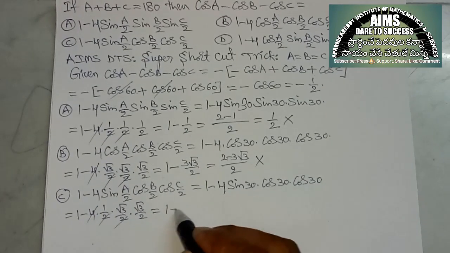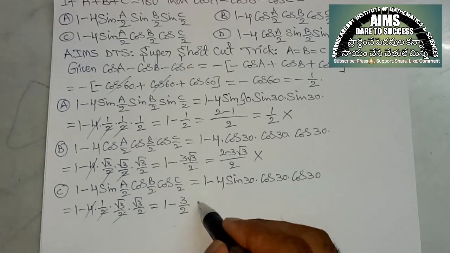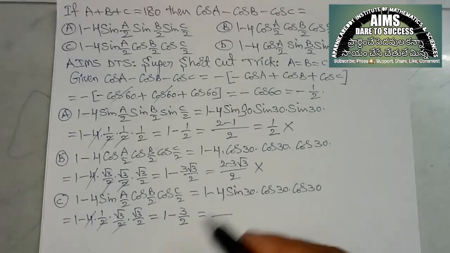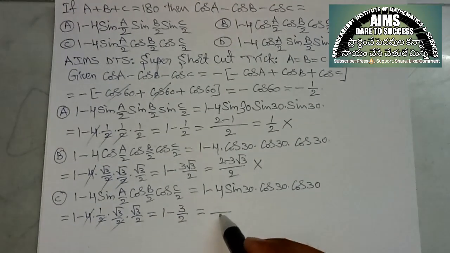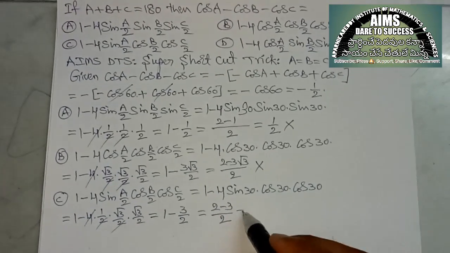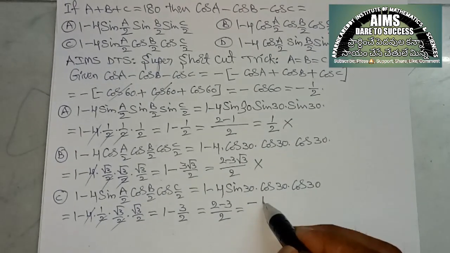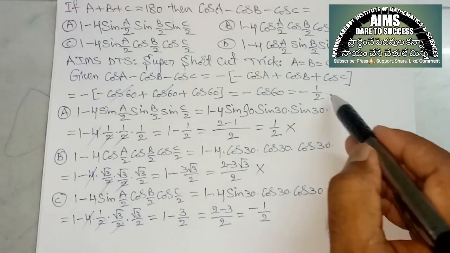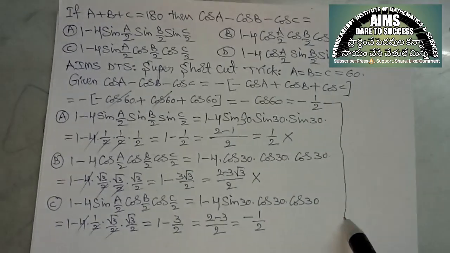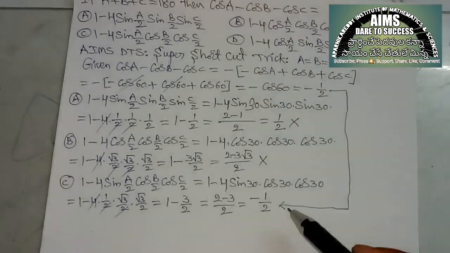Remaining value is 1 minus root 3 into root 3, is 3 by 2. Already I told you previously, if you have any two values between either plus or minus, take LCM. 2 is LCM. 2 into 1 is 2 minus 3. Already I told you, small number minus big number is minus. 2 minus 3 is minus 1 by 2. So according to the given question, the value is minus 1 by 2, and option C value is also minus 1 by 2.